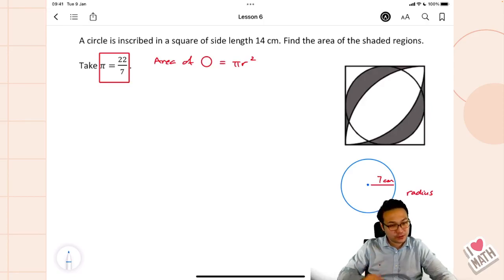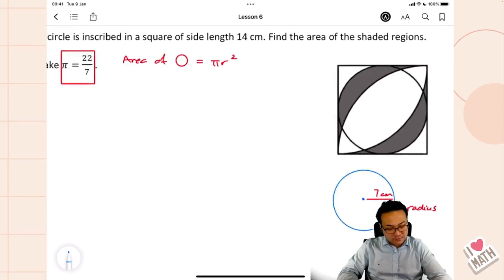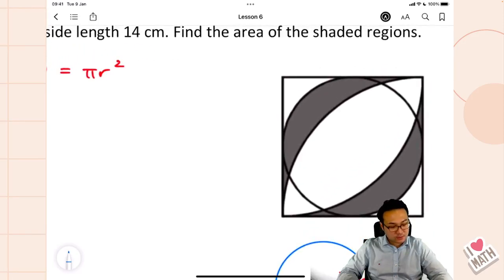Okay, don't worry. Let us do it step by step. First, I would like to find out what is... let me label this. I label this A. Okay, this is a funny shape that I don't even know the name of. Let me call it A.